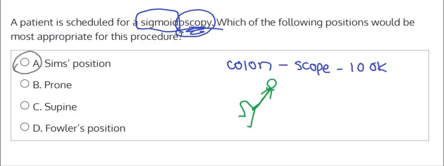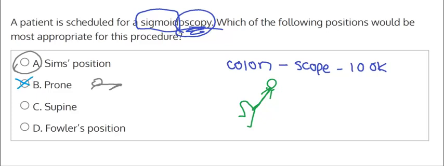So we could go with option A, but let's take a look at the other options. Option B is prone. And prone position is someone who's just lying flat on their stomach. So although if you're lying flat down, face down, you can have access to the rectum, the way that the camera works to get up and through where it needs to go, it's a better position to be on the side versus completely prone or flat down, face down. So we can eliminate option B.